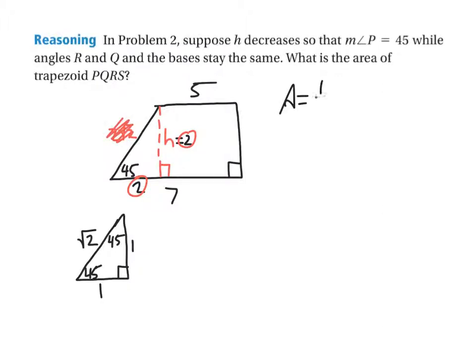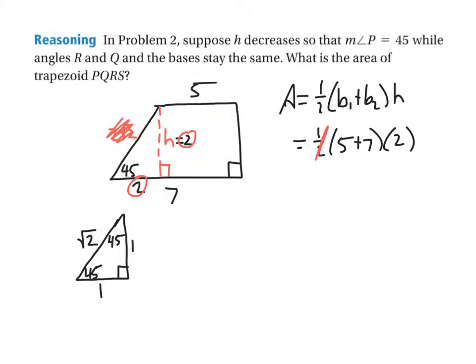So our area is 1/2 times base 1 plus base 2 times the height. So we have 1/2 times 5 plus 7 times 2. Again, make my life easy. Multiply the 1/2 times 2. It goes away. So our area is 12 square meters.